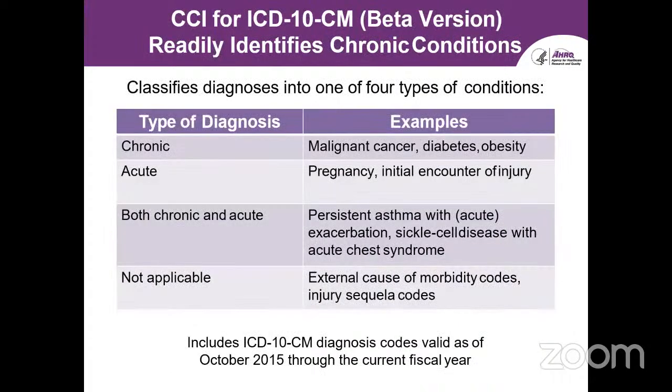You can also classify diagnosis into one of four different types of conditions. It can be either acute, chronic, both acute and chronic, or not applicable. And this is also part of ICD-10. An example is malignancy, diabetes, so all your chronic illnesses; acute, any initial encounter of injury. Acute on chronic is like gout, or an acute exacerbation of chronic asthma, an acute pain episode in sickle cell, and so on and so forth. And then not applicable is anything that doesn't apply to the above three.